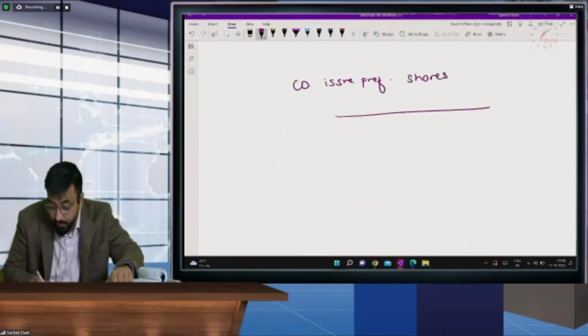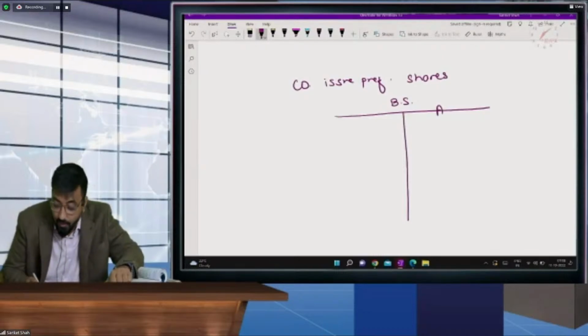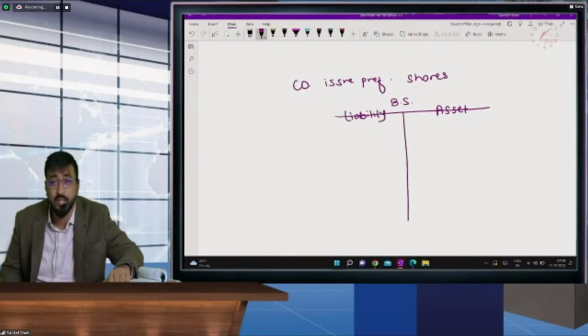At that time, what is the entry in the balance sheet? How will it get reflected? Suppose this is the T format of the balance sheet, not the vertical format. In T format, as you are aware, this is the asset side, and here we are going to write the liability side.